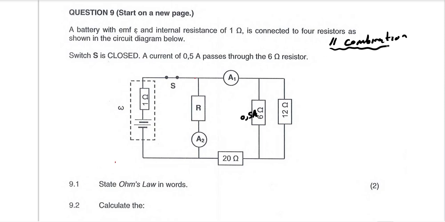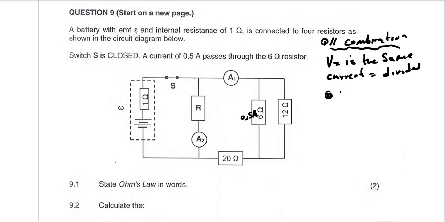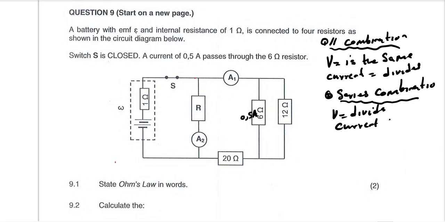For number 1, in a parallel combination, voltage is the same, and the current divides. Our current is not the same. And in number 2, in a series combination, voltage divides and the current is the same. Do you get me?